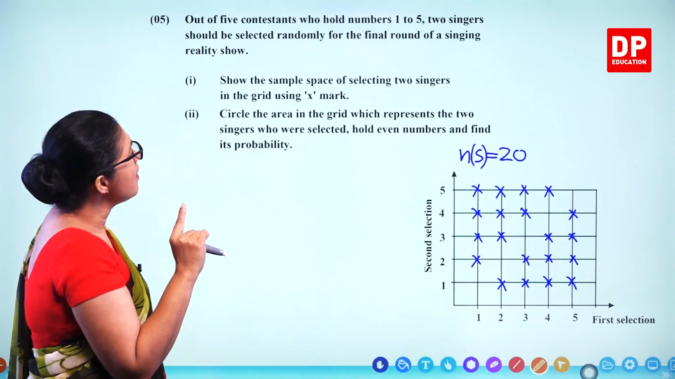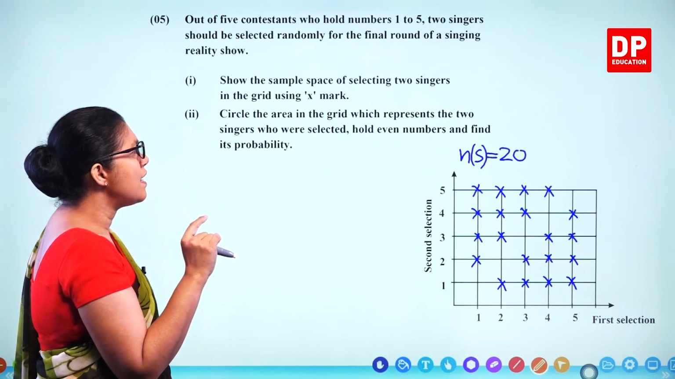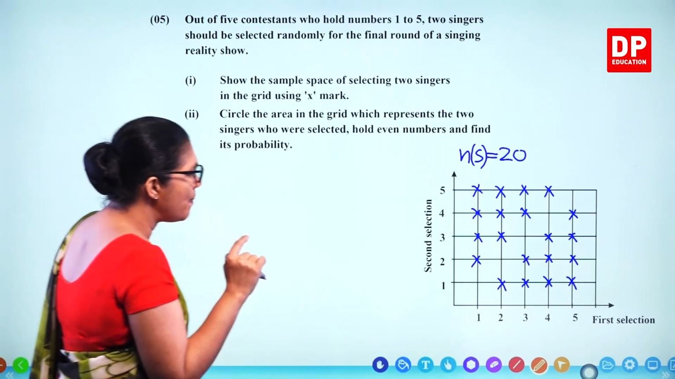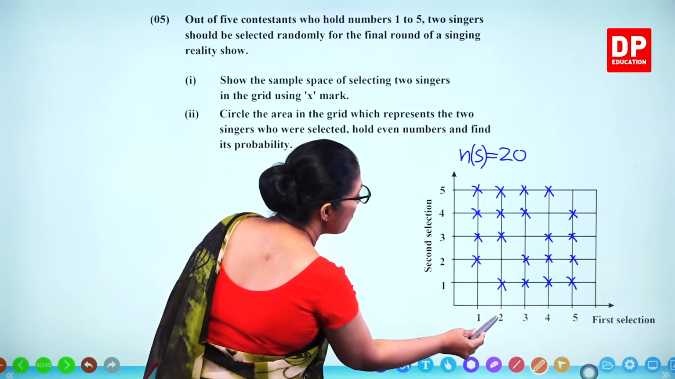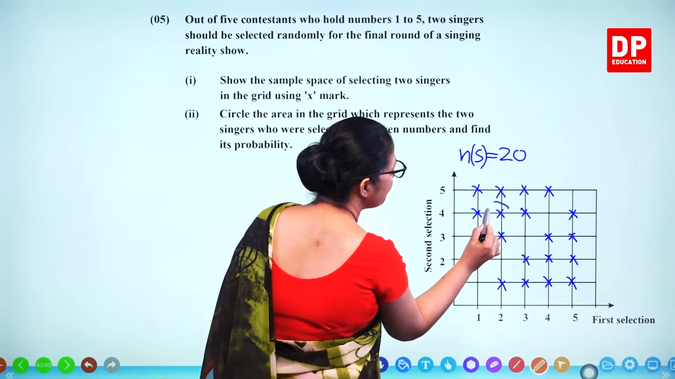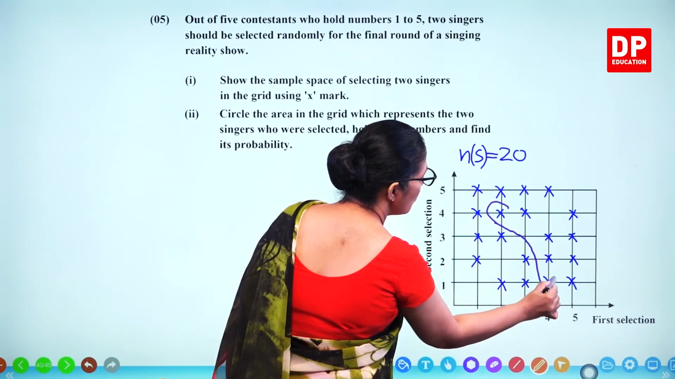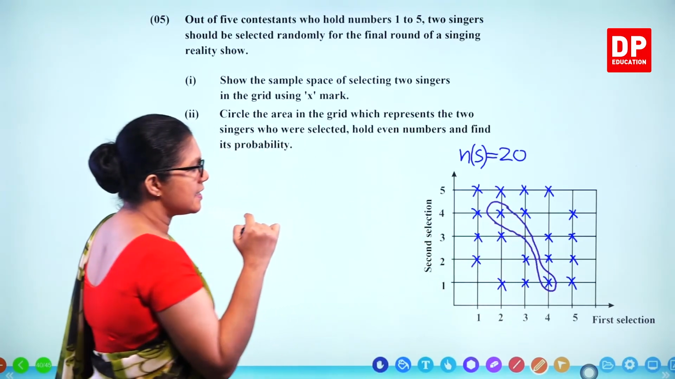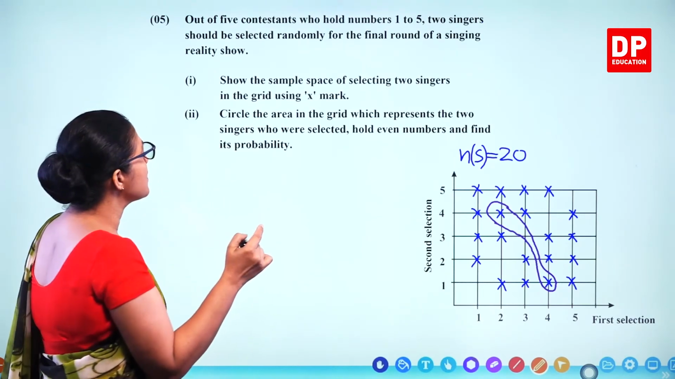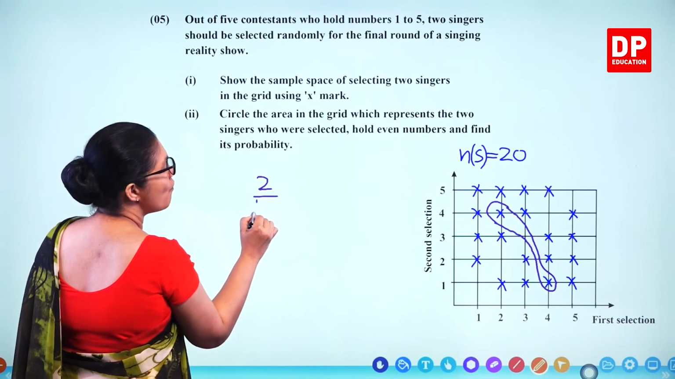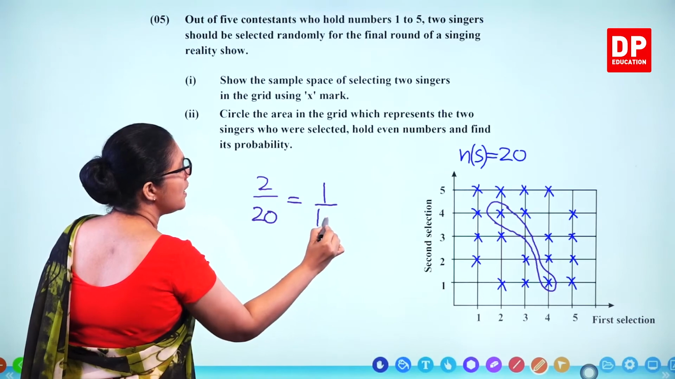Circle the area in the grid which represent the 2 singers who were selected. Hold even numbers and find its probability. So, where's even number? 2 with 4 and 4 with 2. So, only 2 possibilities are there. So, 2 possibilities out of 20. So, what's the probability? 2 over 20. Or you can write 1 over 10.